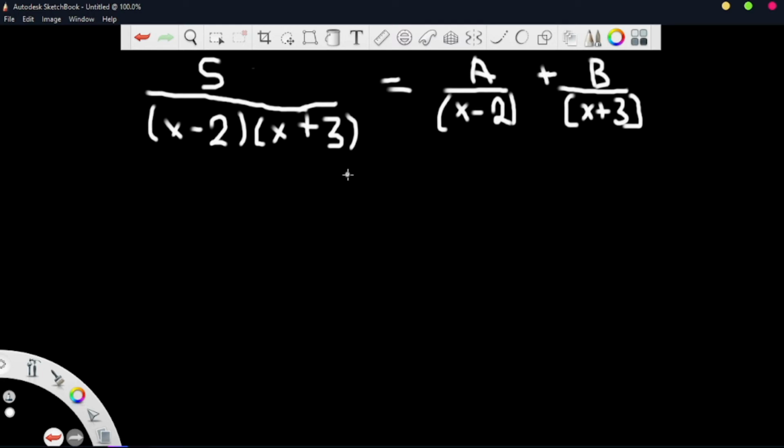So what I am going to say is that my 5, which is this top part, should be equal to my a, which will be multiplying this. So I'm just going to say this times that. My a will be multiplying x plus 3, and then I can say the same for my b. So my b will be multiplying that.